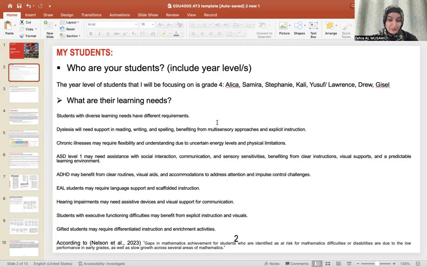students. According to research, gaps in mathematics achievement for students who are identified as at risk for mathematical difficulties or disabilities are due to low performance in early grades, as well as slow growth across several areas of mathematics.